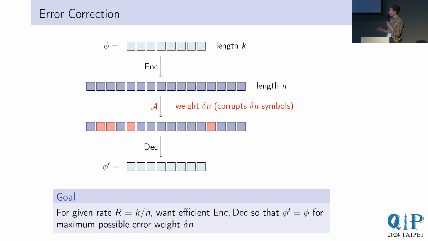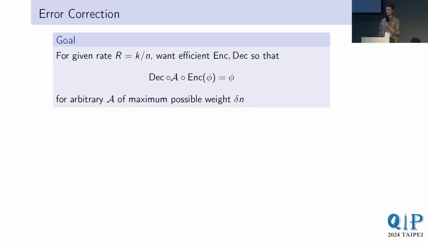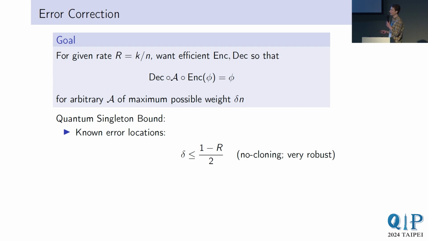And the typical goal is that for a given rate, the ratio of the message length to code word length, we want efficient algorithms for encoding and decoding so that the decoded message phi prime is equal to the original message phi for the maximum possible error weight, delta n. So again, that's our standard error correction goal. And there are known fundamental limitations on how well we can do this.